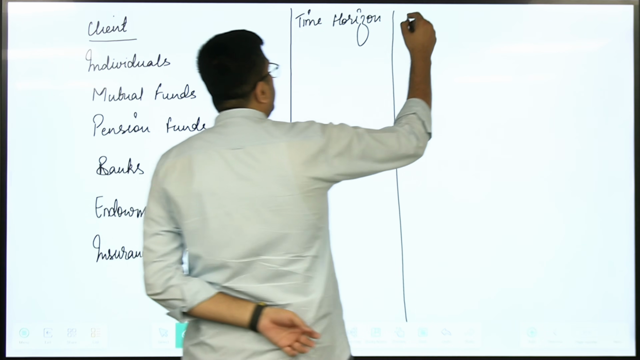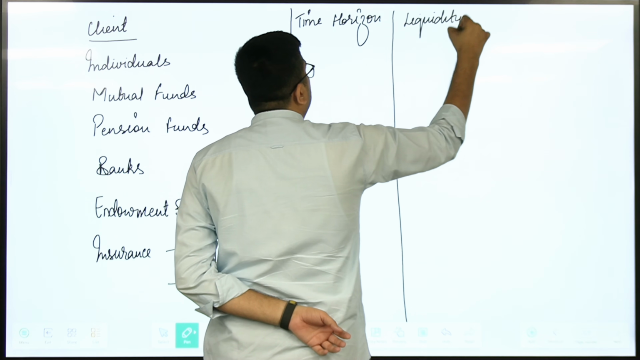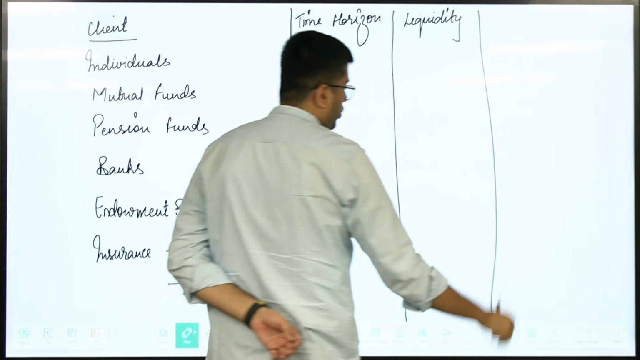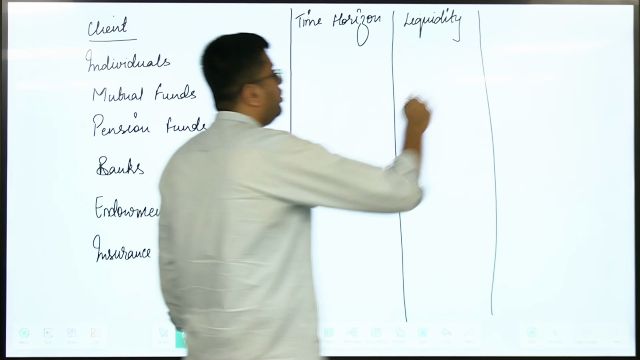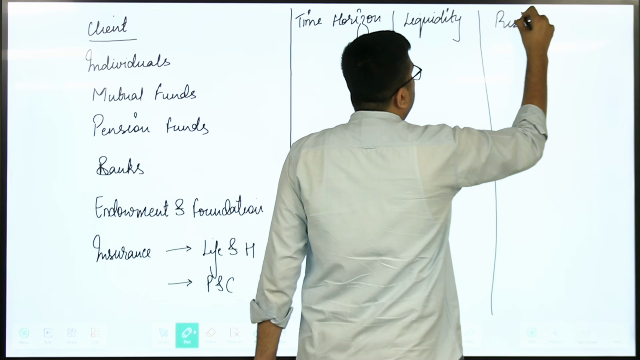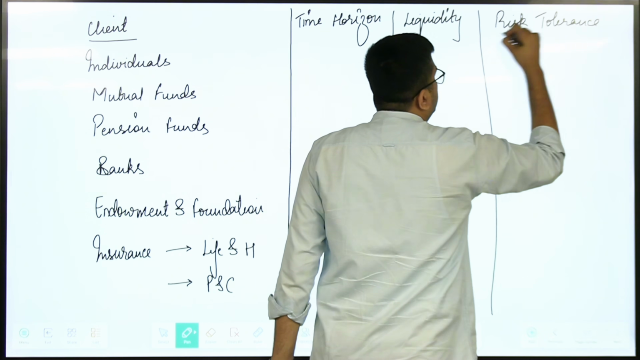Then we have liquidity. Any investor who may need cash urgently will not be able to invest in risky securities which may be of illiquid nature. So this also becomes one of those factors that affects my risk tolerance. And both of these will give me an idea about the risk tolerance that all of these investors tend to have.